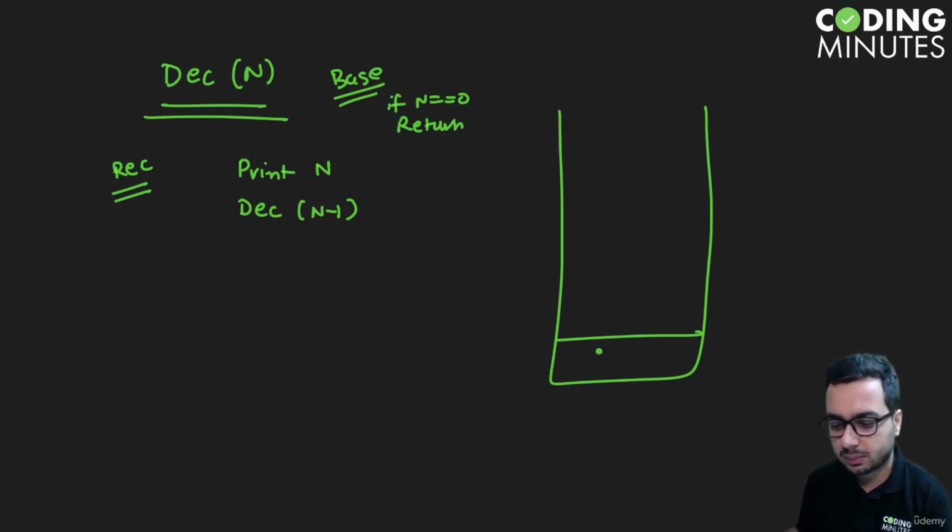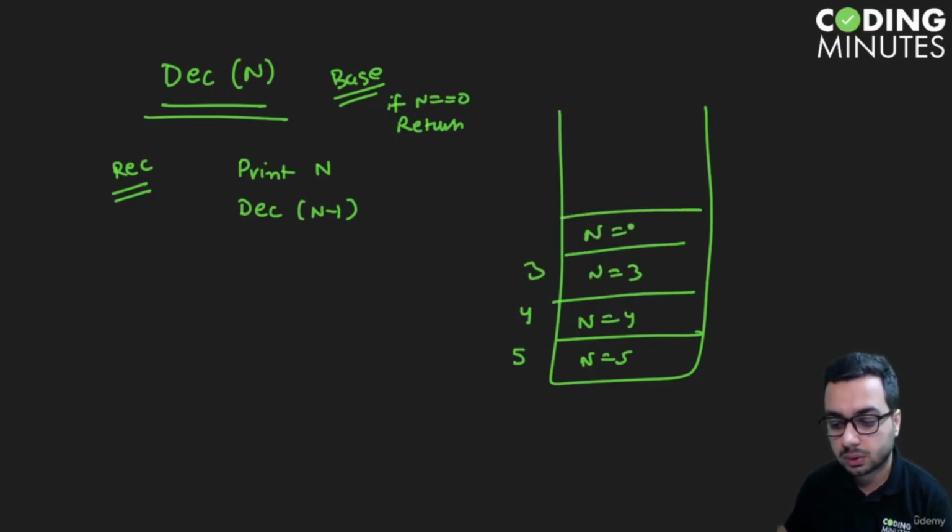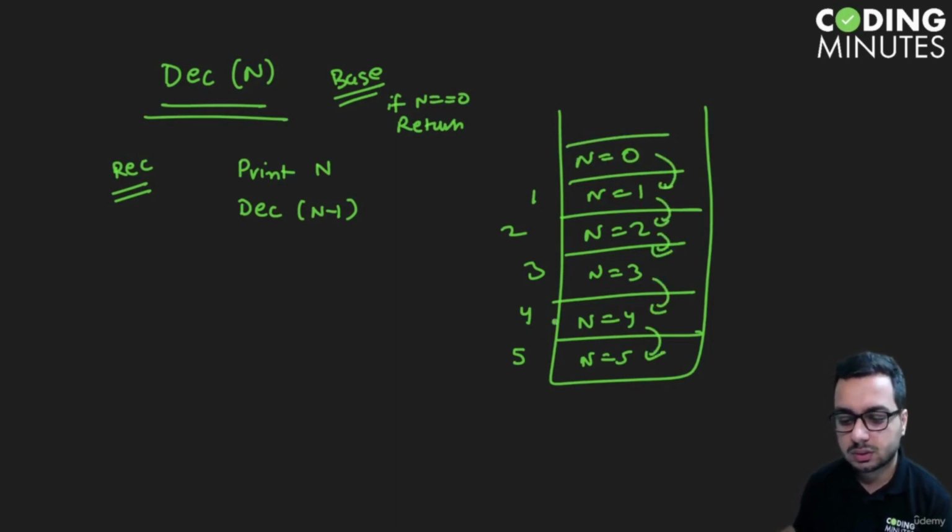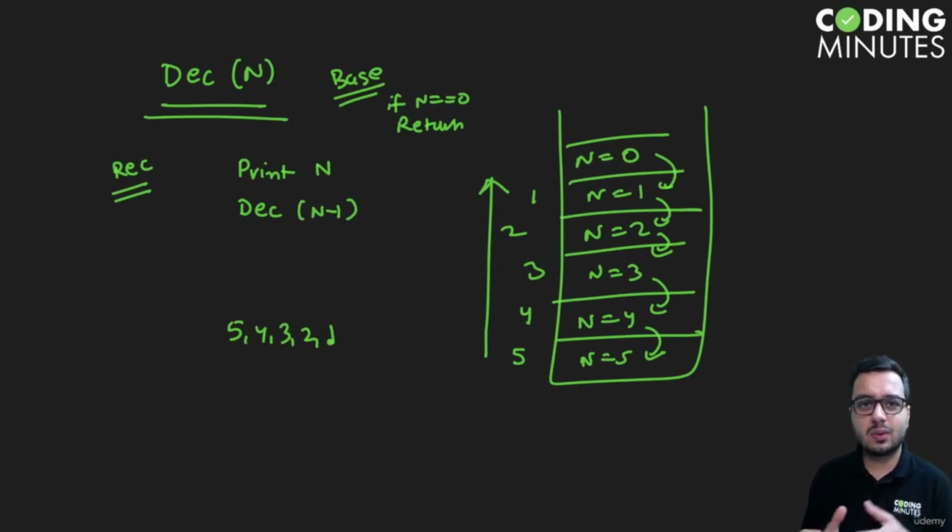So I can start from, let's say, n equal to 5. I will print 5, I will make a call on n equal to 4. I'll print 4, I'll make a call on n equal to 3. I will print 3, I will make a call on n equal to 2. I'll print 2, I will make a call on n equal to 1. I'll print 1, I will make a call on n equal to 0. I will say return, and it will keep returning back. So finally, what I got in the output is nothing but 5 4 3 2 1. That's how easy it is going to be.